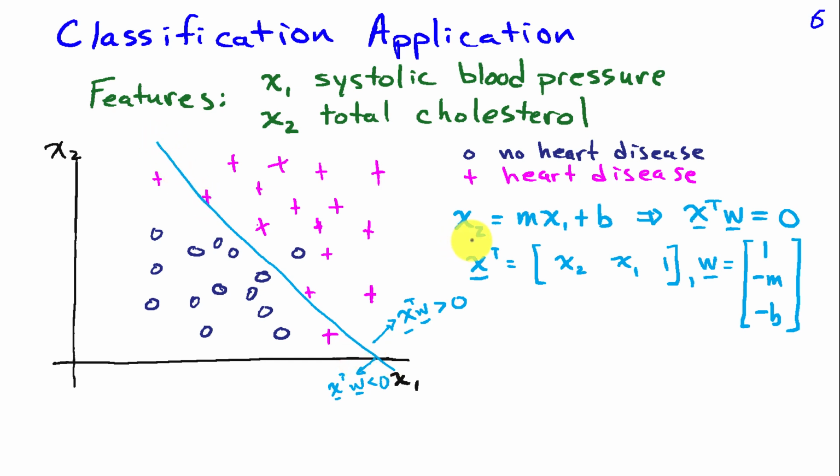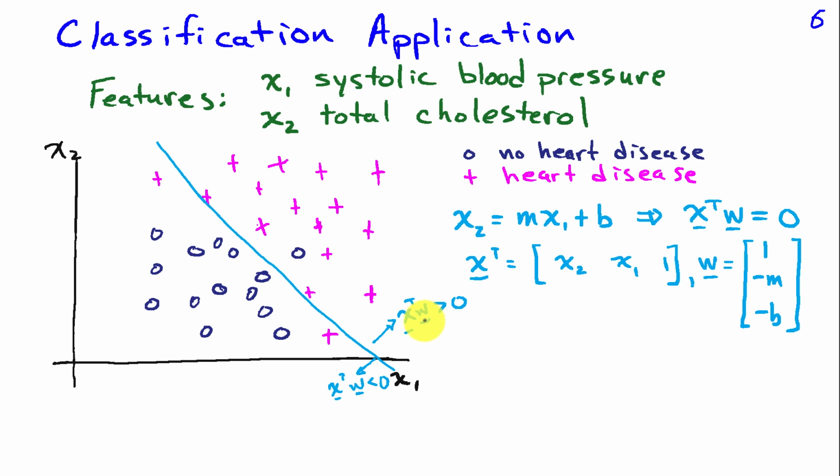So our line, in the form of a line, we can write x2 as some slope m times x1 plus a y-intercept b. And this can be expressed in the form of an inner product, x transpose w equals 0, if I define x as my total cholesterol, x2, my systolic blood pressure, x1, and then I throw in this constant 1, which I need to get the y-intercept, and then we'll let w be equal to 1, minus m, and minus b. This inner product then gives us this exact equation.